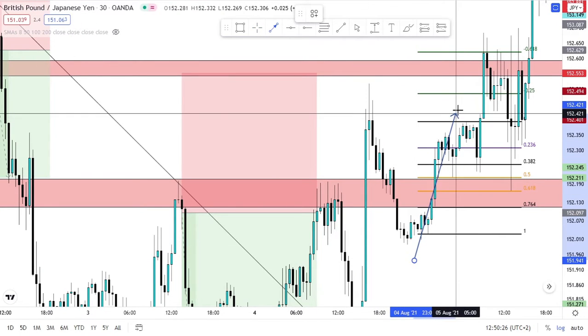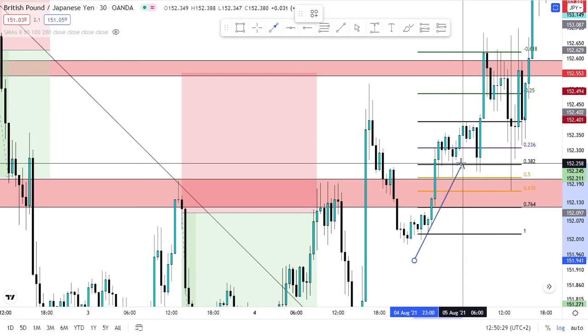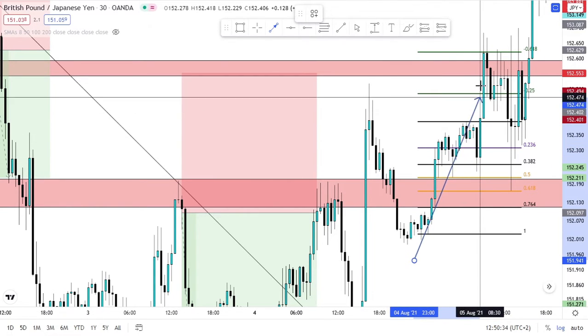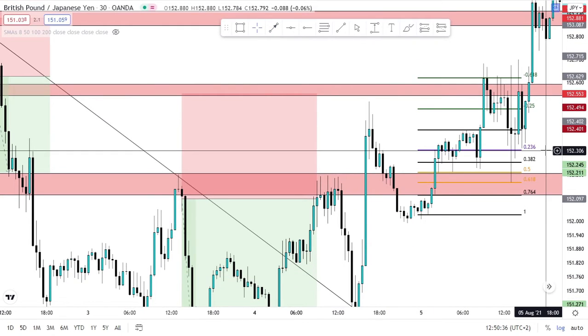So now we can see price creating this new high. Price respects our 38.2 continuation level. As we see, beautiful candle confirmation and prices run to the upside. This is basically what I can see.